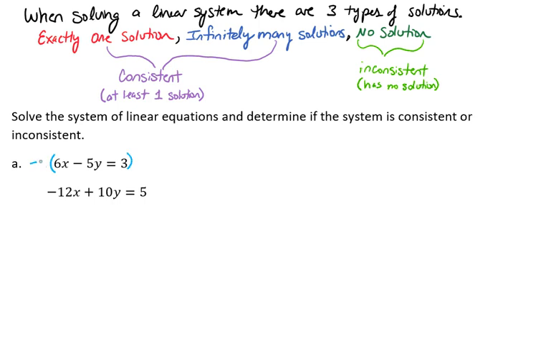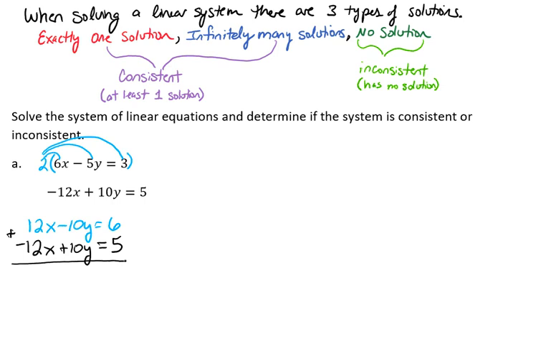In order for that to happen, I'm going to have to multiply by a positive 2 because I want those to turn into a 12. So I'm going to multiply my top equation, all three pieces, by 2. And that is going to give me 12x minus 10y equals 6. I didn't do anything to the second equation, so I'm just going to write that down. Sometimes you have to multiply the second equation by a number to find that common multiple. All right, so now we're going to add these two equations together.